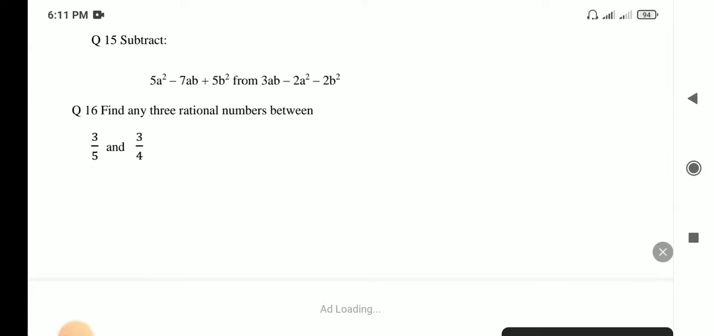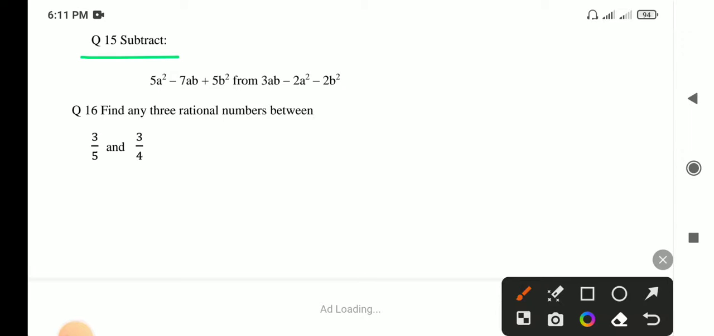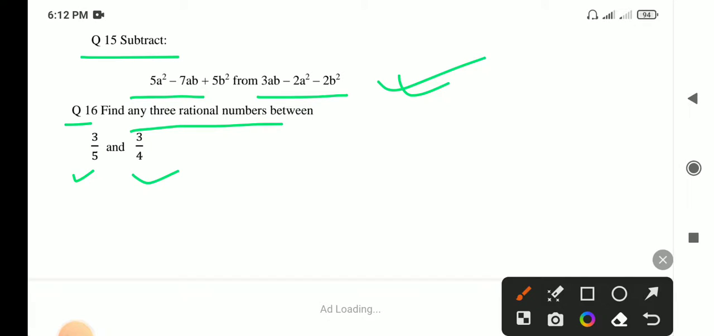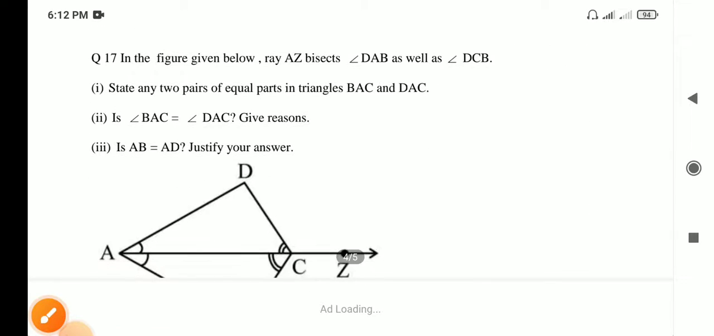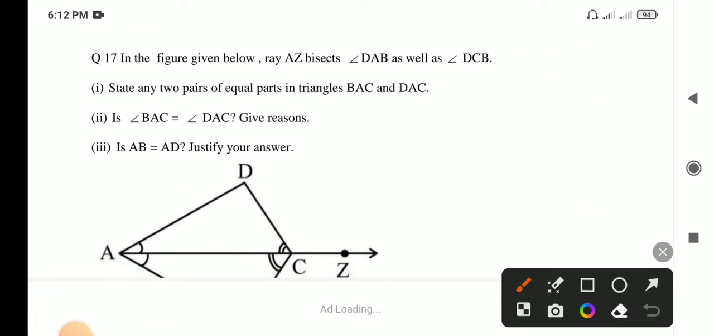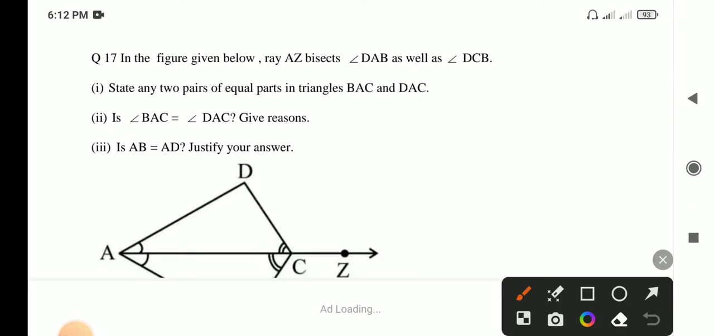Question number 15, it is given, subtract 5a square minus 7ab plus 5b square from 3ab minus 2a square minus 2b square. Very simple question. Question number 16, find any three rational numbers between 3 by 5 and 3 by 4. Okay, now it is also clear. Questions are very simple. You can solve all these questions. Start with enough energy and confidence to solve these questions.